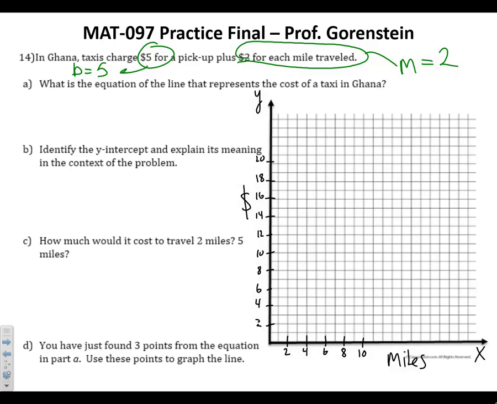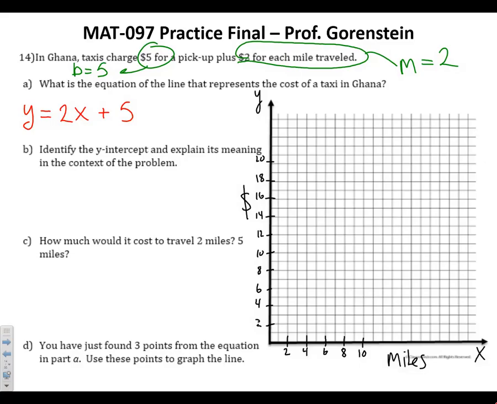So the total cost is $5 plus $2 per mile. x is the number of miles, so 2x. This gives us the equation y is equal to 2x plus 5. $5 is the base fee plus $2 for each mile, so 2 times the number of miles.